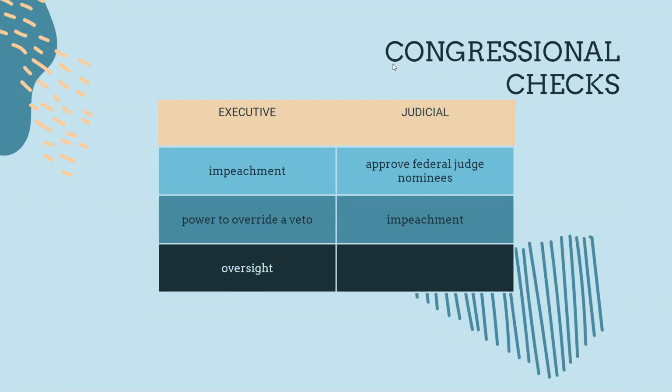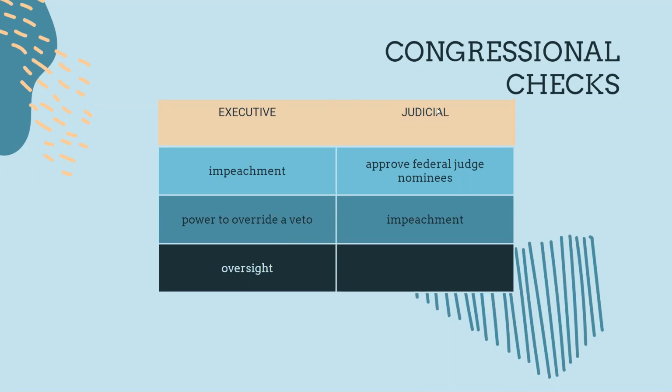We have congressional checks. So these are checks and balances, like I said before. So we have Congress over the executive, so they can impeach the president if the president isn't doing their job correctly. They can override a veto, like I said before, if they think the president has made a mistake in vetoing the bill. And they have oversight. So they watch over the executive branch. Oversight is kind of vague, but they can interview people and do investigations if there's any suspicion.